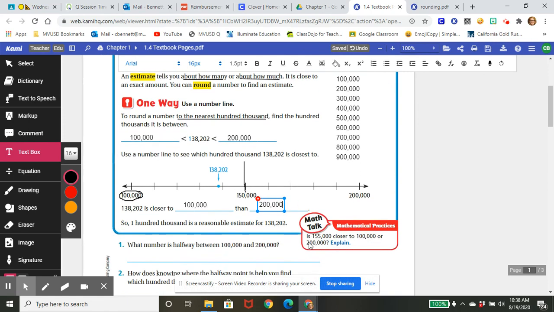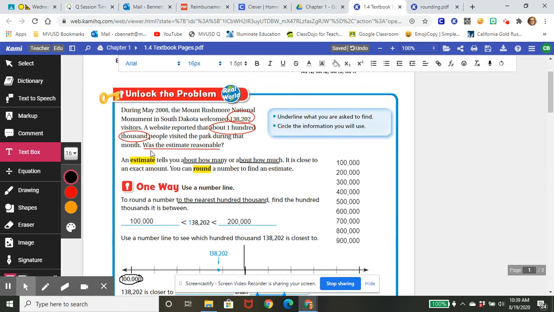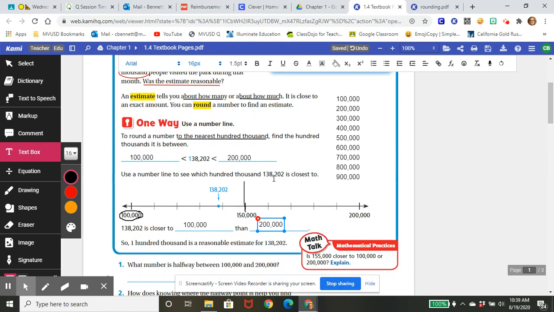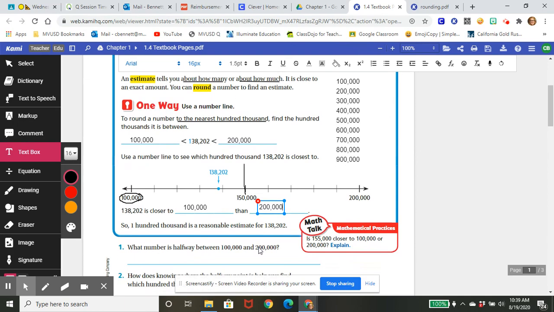Okay. So when it said earlier that on the website they said it's about 100,000, that is a reasonable estimate. Reasonable means it makes sense. So their estimate that 138,202 is about 100,000 is a reasonable estimate. Okay? All right.